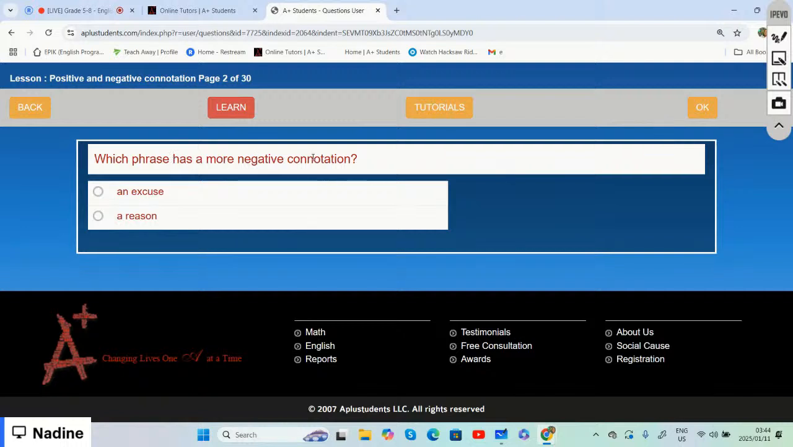Which phrase has a more negative connotation? Is it an excuse or a reason? An excuse or a reason. So, an excuse or a reason. Which one has a negative connotation?